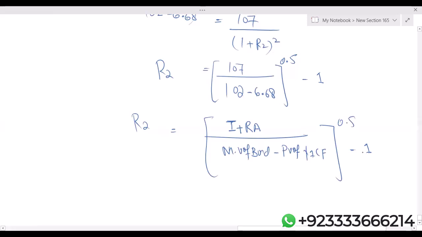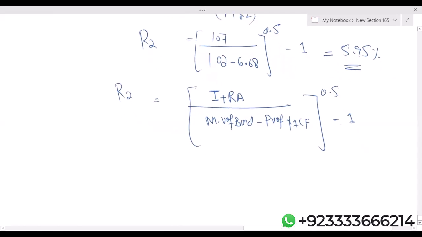102 minus 6.68. In the denominator, I'm getting 95.32. 107 divided by 95.32. Whatever comes, take the power 0.5. Students, I'm getting 5.949, so make it 5.95%. Is this clear to everyone? Yes or no? Please comment on that.